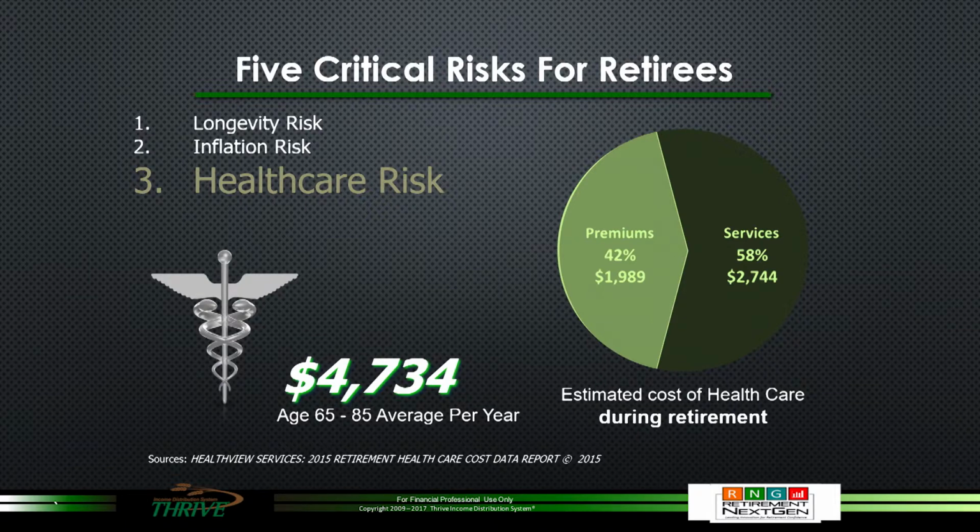Some of that is going to be covered by health insurance if we pick good health insurance products. 42% of this is premiums, 58% of this is actual services. And if you work with your advisor and he works with his specialist on the health insurance side to help you select the proper products, those health insurance products will help mitigate a lot of the cost of health care during your retirement years.